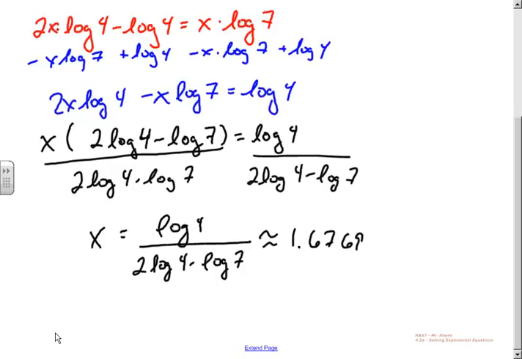So there you go, two examples of solving exponential equations with logs. That should hopefully get you to where you need to be.